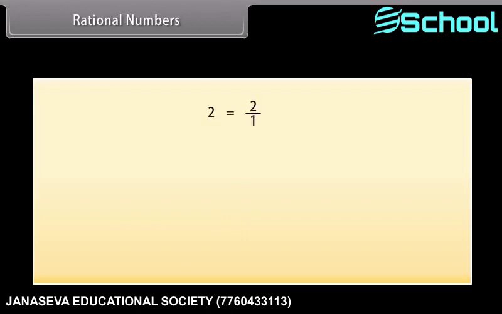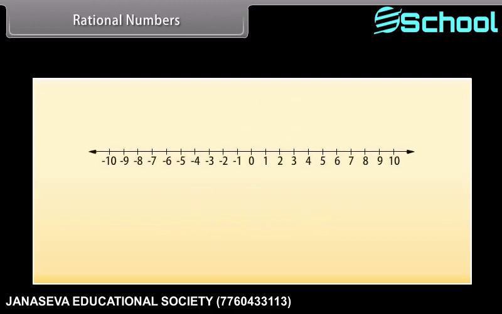Yes, 2 is a rational number because it can be written in the form p by q, and here q is 1, which is not equal to 0. In the same way, 10, minus 10, minus 25, etc. are also rational numbers. Therefore, we can say that the rational numbers include natural numbers, whole numbers, and integers.